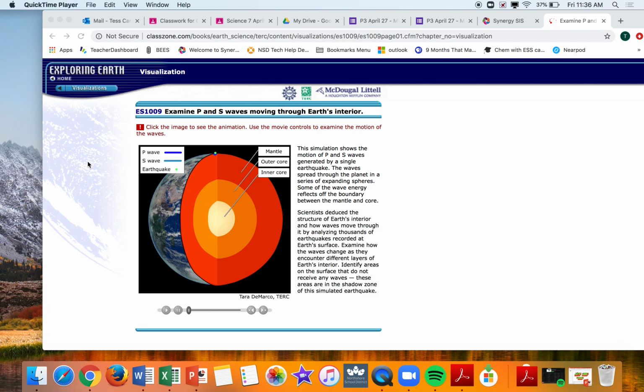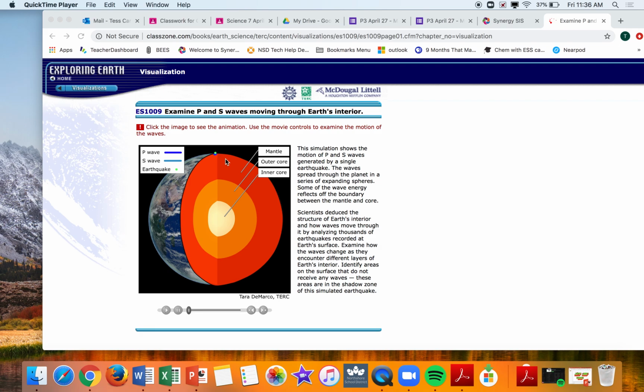This visualization here is going to show you how P waves and S waves travel through the inside of the Earth. So if you look at the very top, we have this point where our earthquake is. We're just looking at the P waves and S waves from a single earthquake.